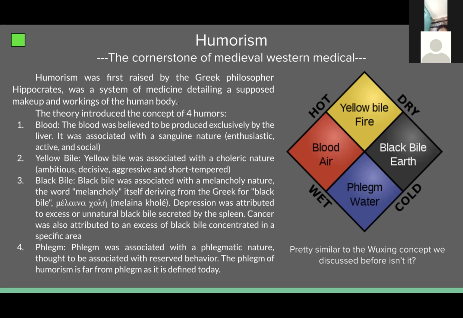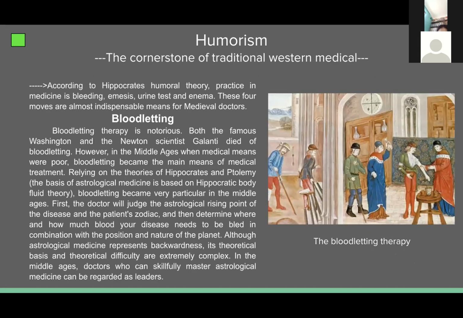If we look at the picture on the right, it is describing the four body liquids, and it is pretty similar to the Wuxing concept we discussed before, isn't it? So we can continue to the next slide. According to Hippocrates' humoral theory, common practices in medicine are bleeding, emesis, urine test, and enema. These four moves were almost indispensable means for medieval doctors.